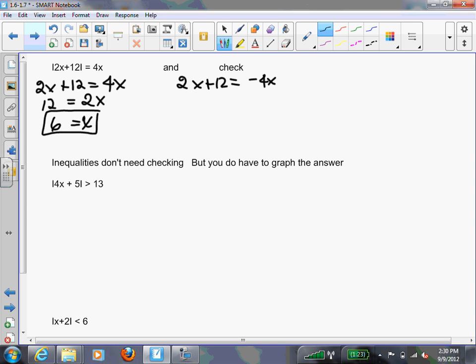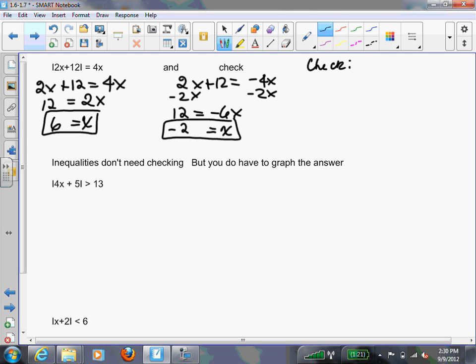There is one possible answer. When we move the 2x again by subtracting, on our second case, we get 12 is equal to negative 6x, and so x is equal to negative 2. All right, these are our two possible cases, and now we're going to check.